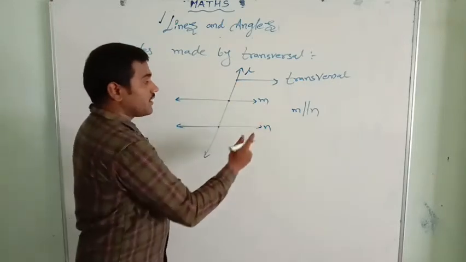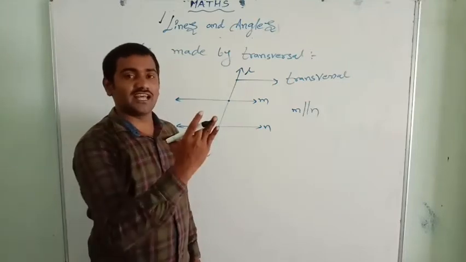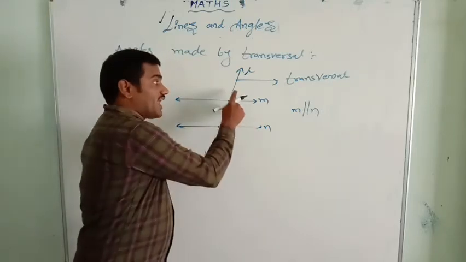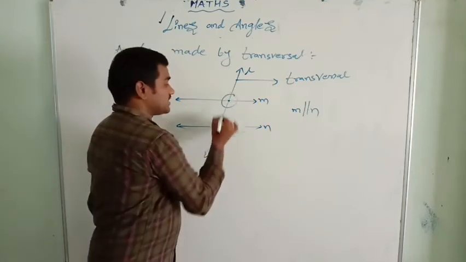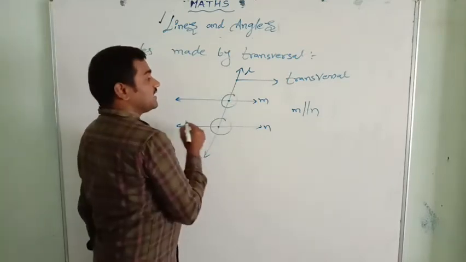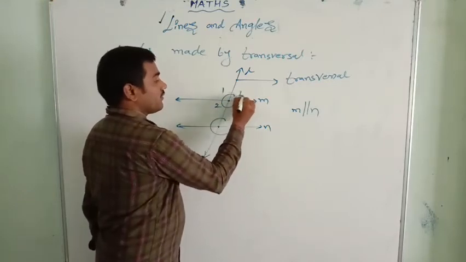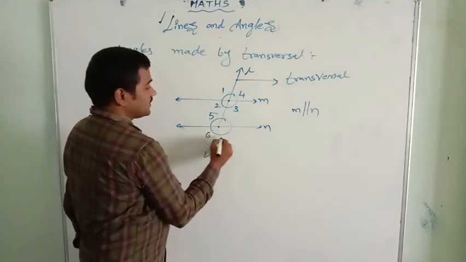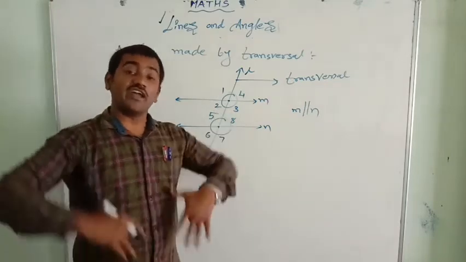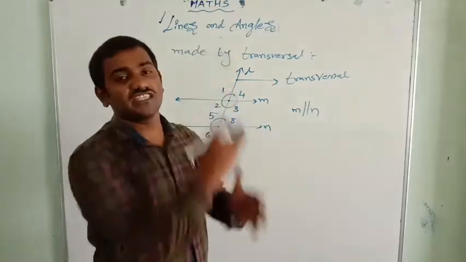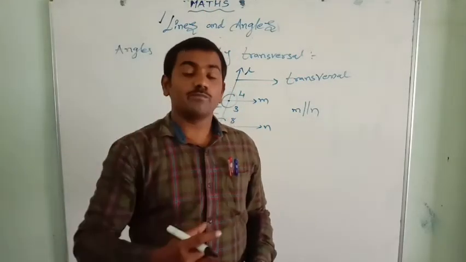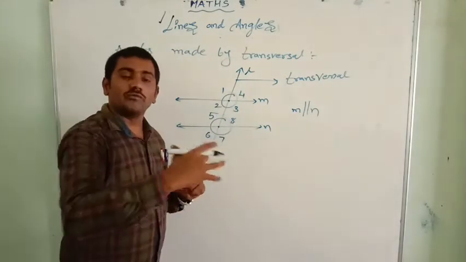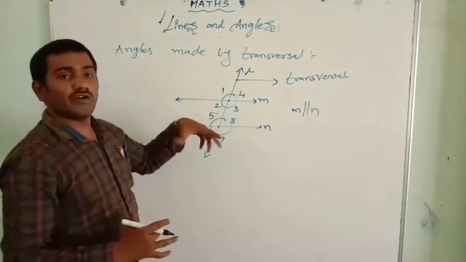The line which is passing through the two parallel lines is known as a transversal. When one line is intersecting two parallel lines, then 8 angles will form here. What are the 8 angles? Let's number them: 1, 2, 3, 4, 5, 6, 7 and 8. There are 8 angles formed. When two lines are parallel and one line is intersecting them, immediately 8 angles will form. The relation between these angles is what we are going to learn now.